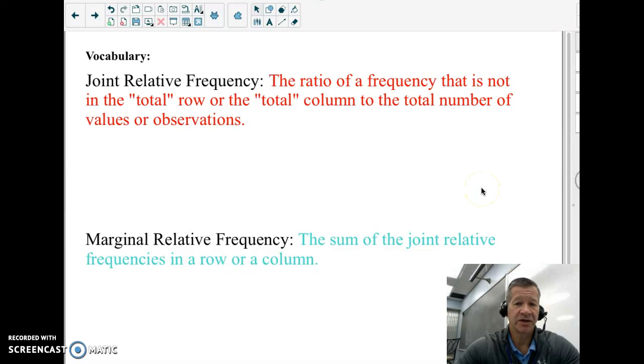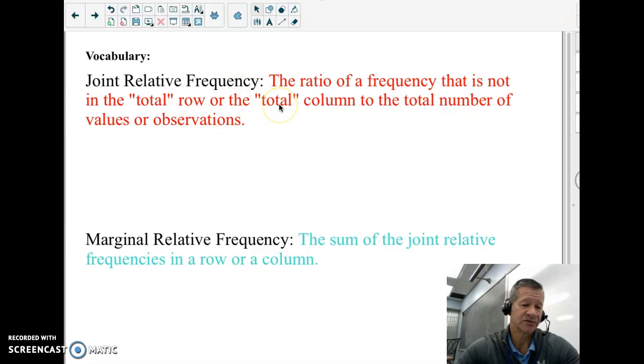In example 3, we are going to work on finding joint and marginal relative frequencies. So first, let's define what that means. A joint relative frequency is a ratio of a frequency that is not in the total row or total column to the total number of observations.